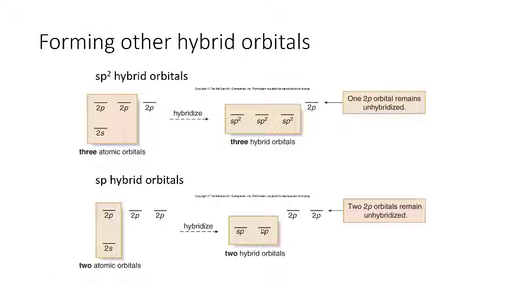Okay, and it's important to note that for the sp2, we have our one remaining p orbital that's unused, that remains open. And then for the sp hybrid orbitals, we have our two different p orbitals that remain here that are free to accept electrons.